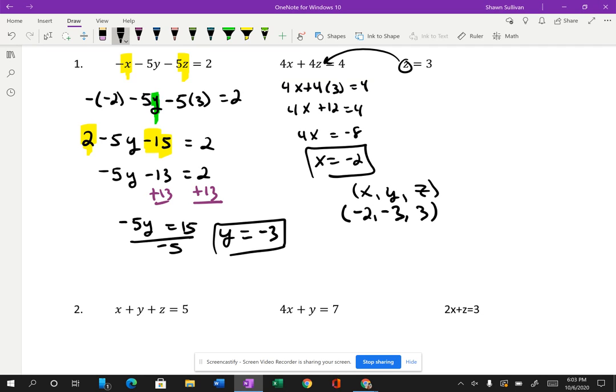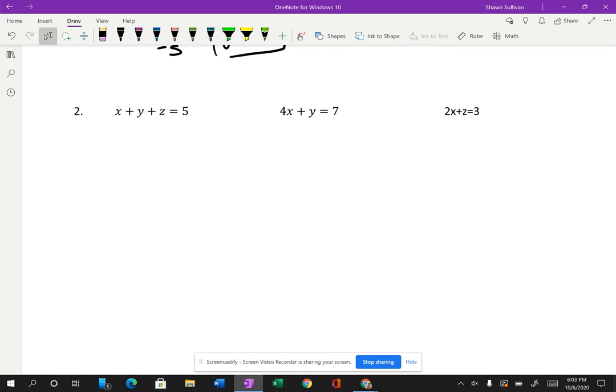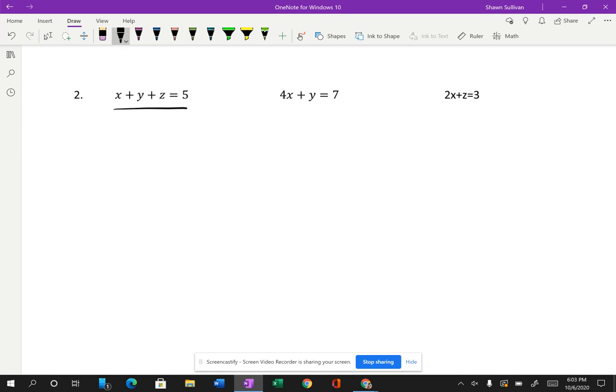All right, moving right along. The next substitution problem is not quite as easy. It's not quite as nice. So we're going to have to do a little bit of additional work here. We have an equation in 3 variables, an equation in 2 variables, and another equation in 2 variables. Let's call these equation 1, equation 2, and equation 3. So we need to take equation 2 and equation 3, and we need to solve them for a variable.